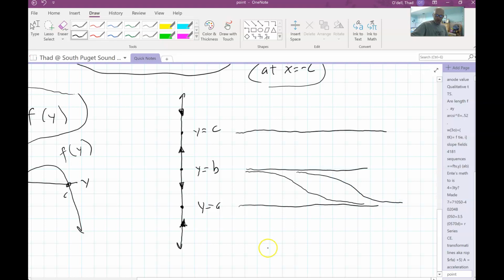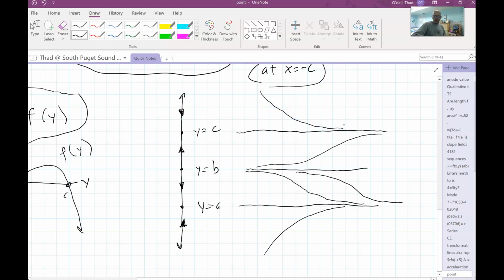Below A, it's going up, so we would picture something like this possibly. And between B and C, it's going up, so that envisions something kind of like this. And above C, something coming down.